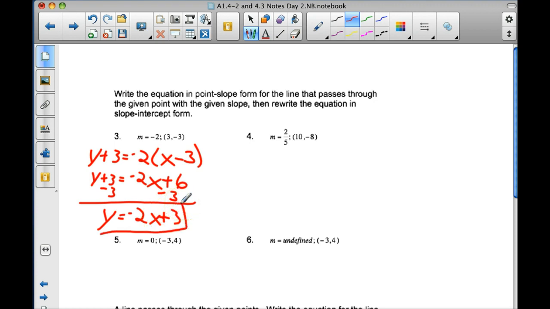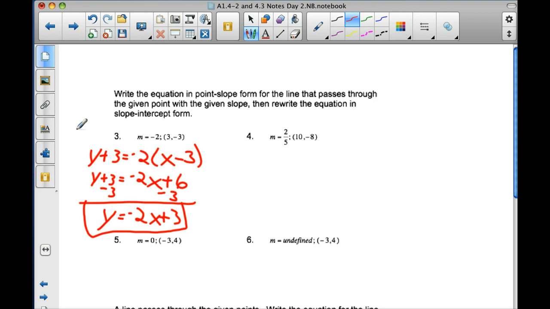JB, what'd you get? I got y equals negative 2x plus 3. Excellent. JB, what's the slope of the line? Slope is negative 2. Of course it is. They gave it to us at the beginning. What happens if you do this problem, guys, and when you solve it for y, you don't get the same number? You did it wrong.